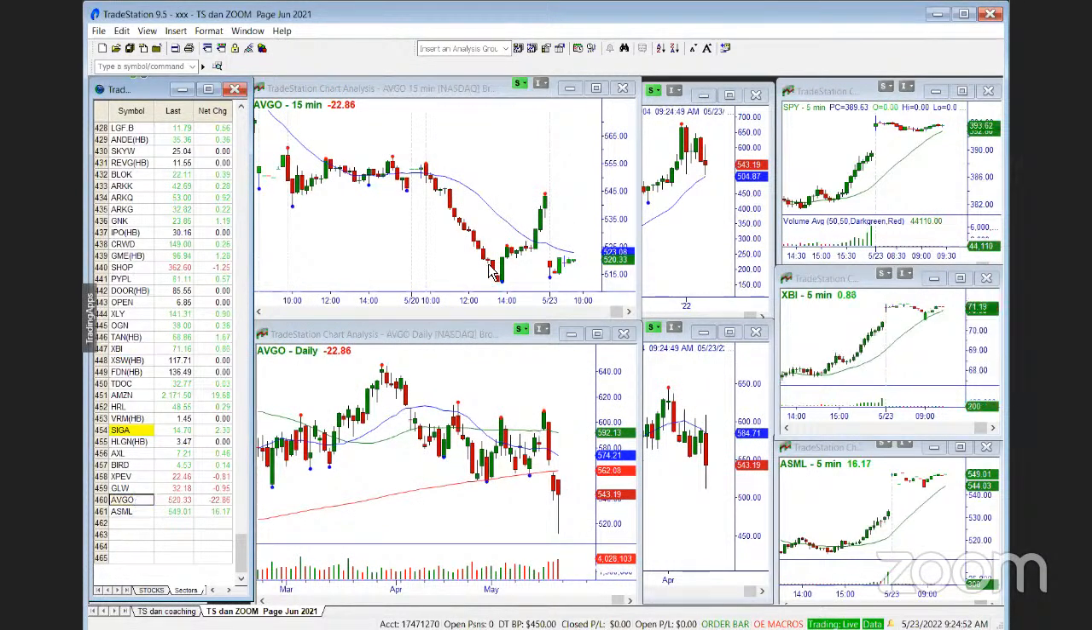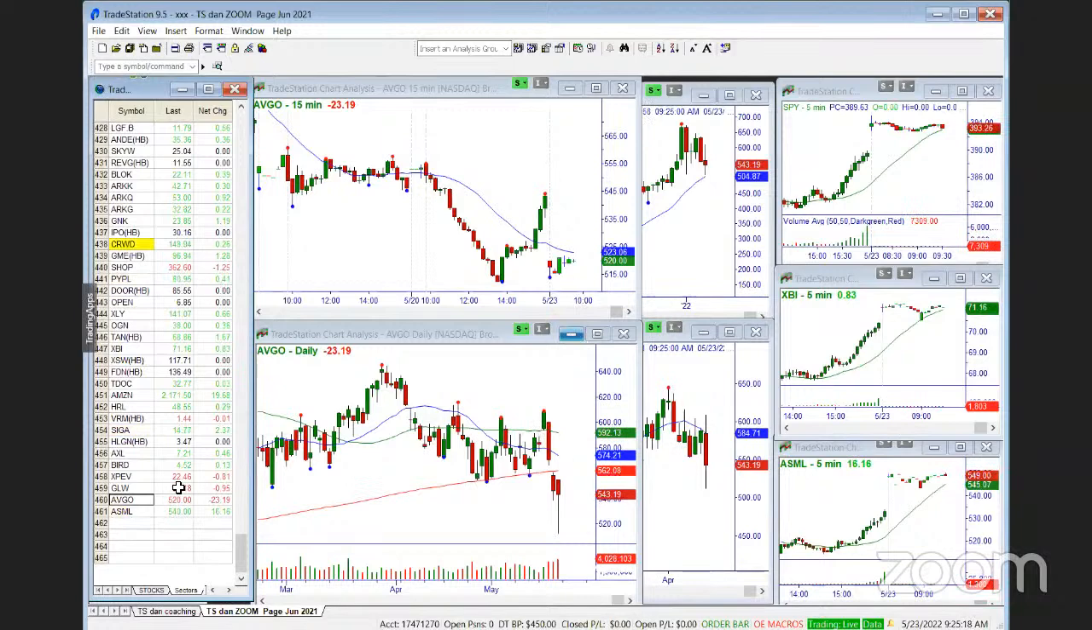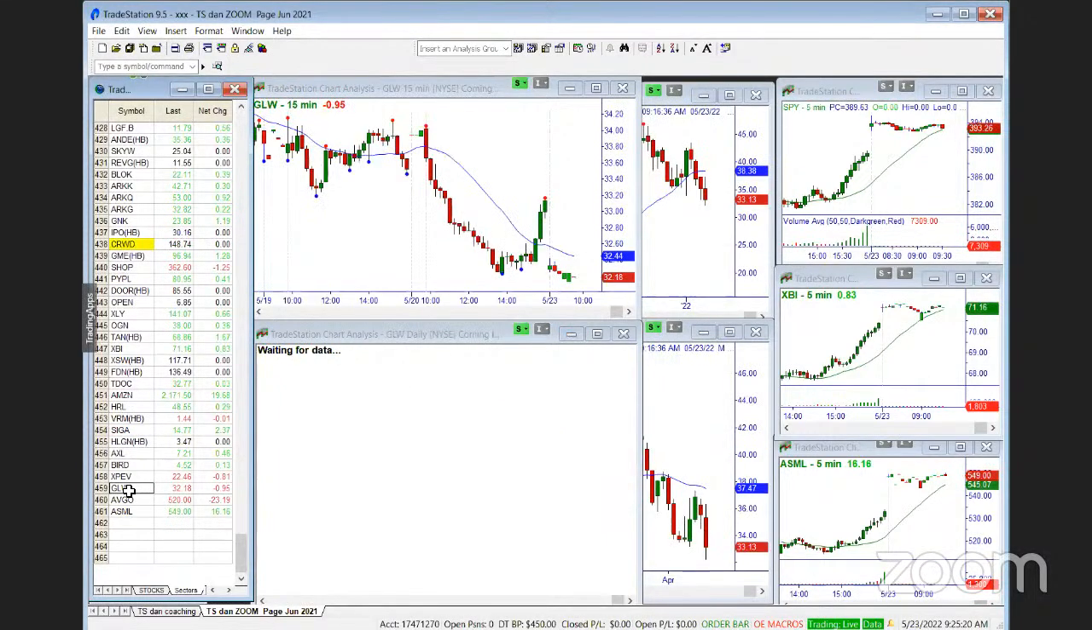Avgo here, gap it down to support. So this is the one buying or trying to buy. VMware. And look, you know what? It looks like the news was out on Friday. Well, I don't know, I'm just guessing that this was kind of news related too. So that could be a call spread candidate.